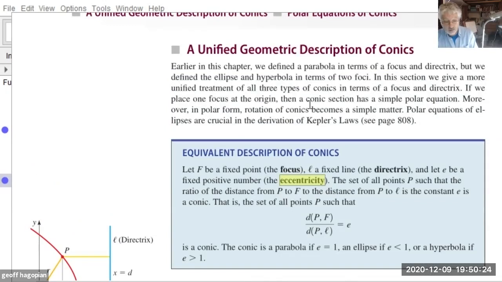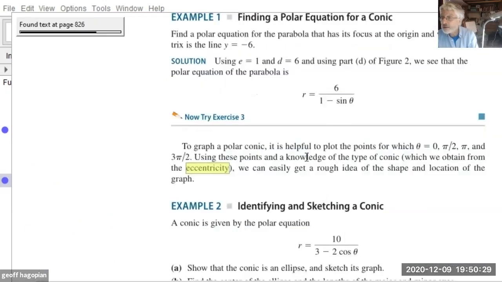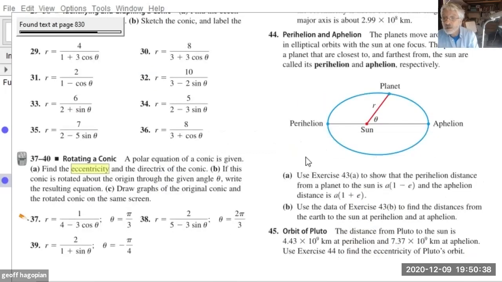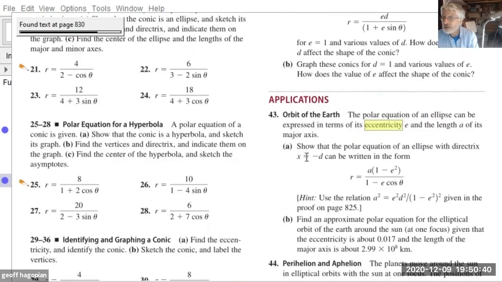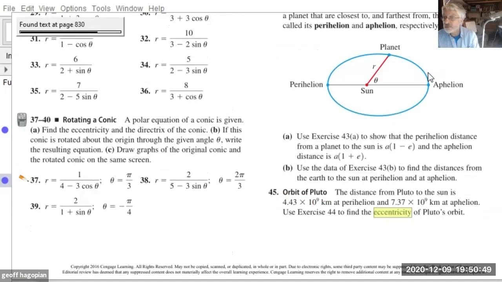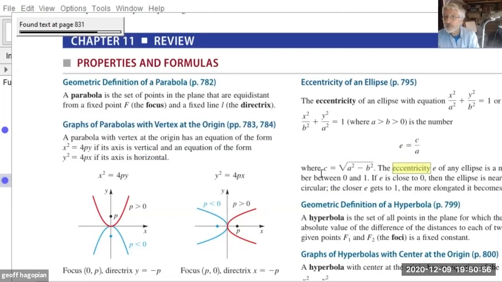Well, let's find the next instance of that. Rotating conics. So I kind of want to go back a distance and say, find eccentricity from there. All right, so the eccentricity of an ellipse, right? We know that that's C over A.